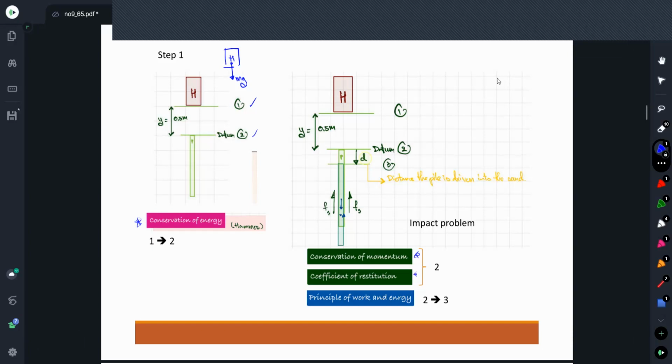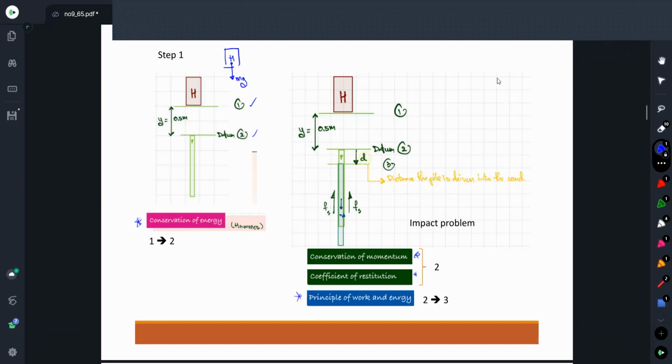There we apply the principle of work and energy. We will not use conservation of energy because it has a friction force. Friction force is a non-conservative force, so we cannot use the conservation of energy principle. We have to go back to the principle of work and energy instead. That is, we will have the work done by the friction now. And after we apply this principle, we can determine the distance that the pile has been driven.